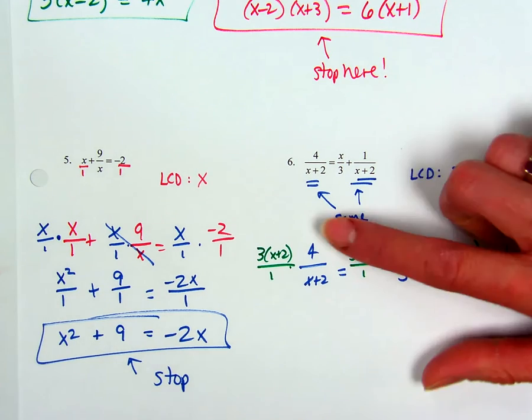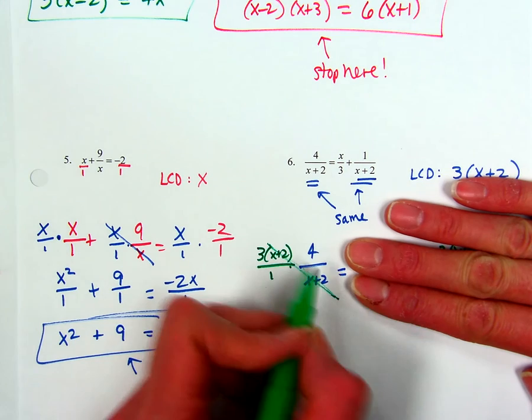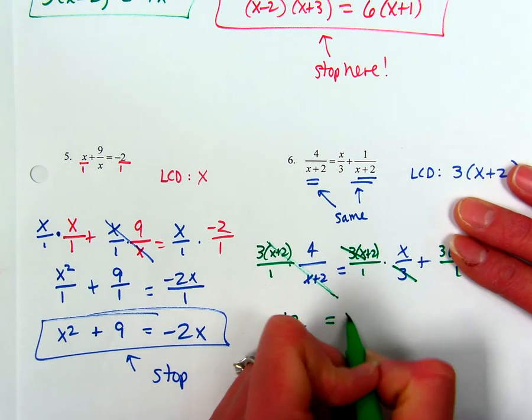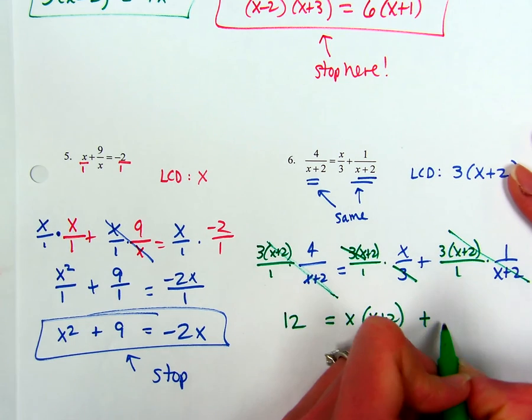All right, so now I'm going to look for what's in common. I've got x plus 2's. So I've got 12 equals, here my 3's are in common. I'm left with x and x plus 2. And over here, my x plus 2's.